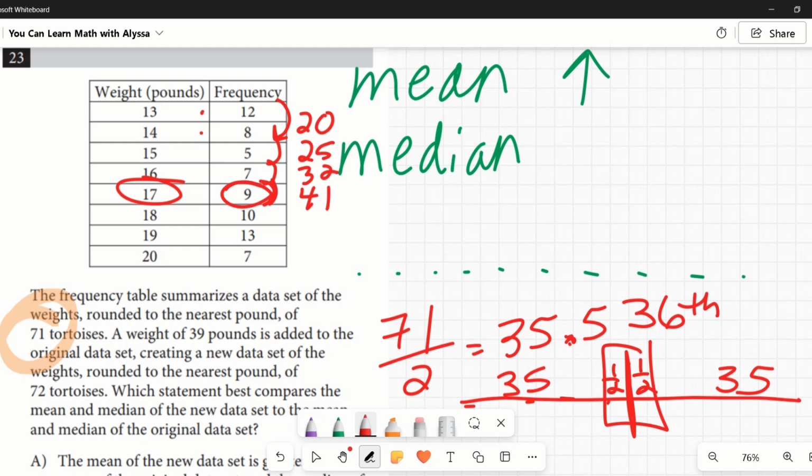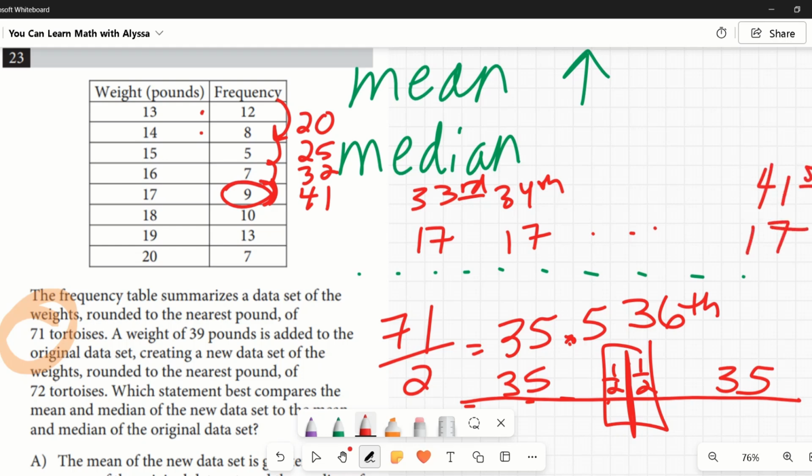And that 36th number is right smack dab in the middle of that. So the 33rd number is 17. The 34th number is 17. The 35th, 36th, 37th, all the way up to the 41st number are 17. So the number we want, the 36th number, is 17. All right, so the median is 17.